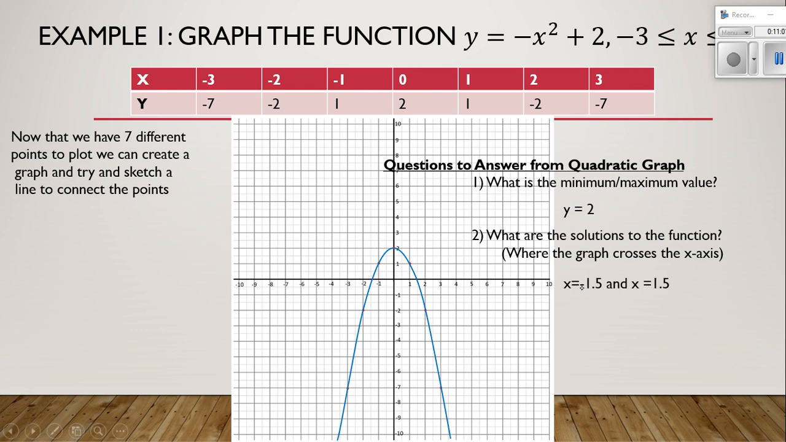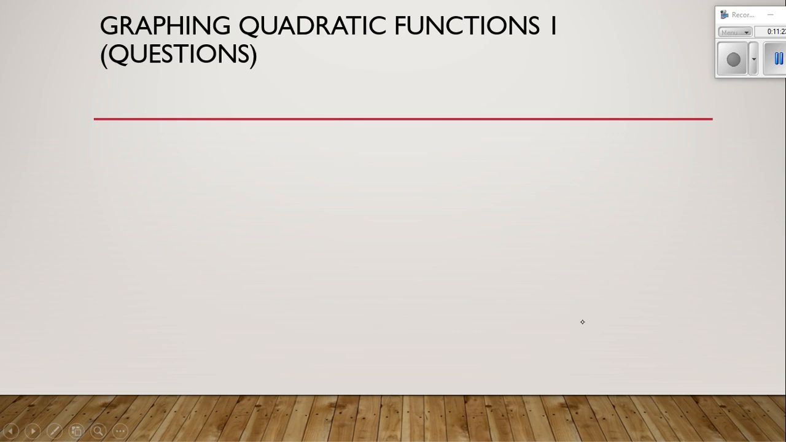Then what are the solutions? Well, our solutions are where it crosses the x-axis. Okay, we can actually figure this out through factorization, but we want to be able to know how to do it graphically. So here you just observe on your graph, where does it touch? Well, it touches at 1.5 and negative 1.5. So one thing you answer in terms of y, one you answer in terms of x.